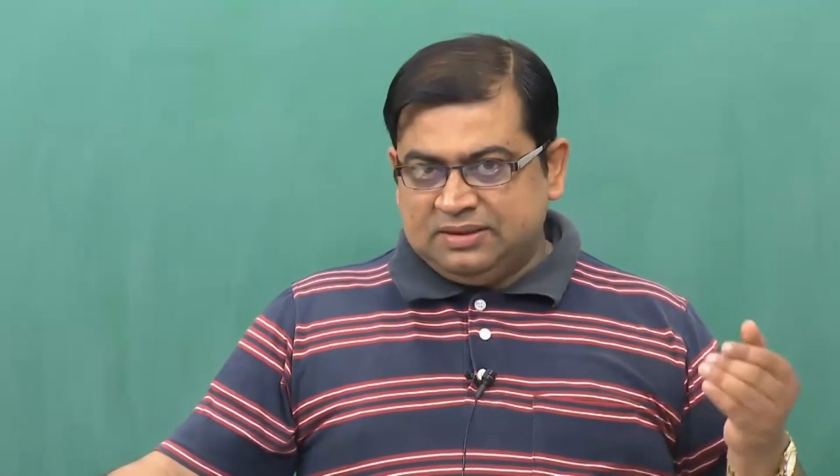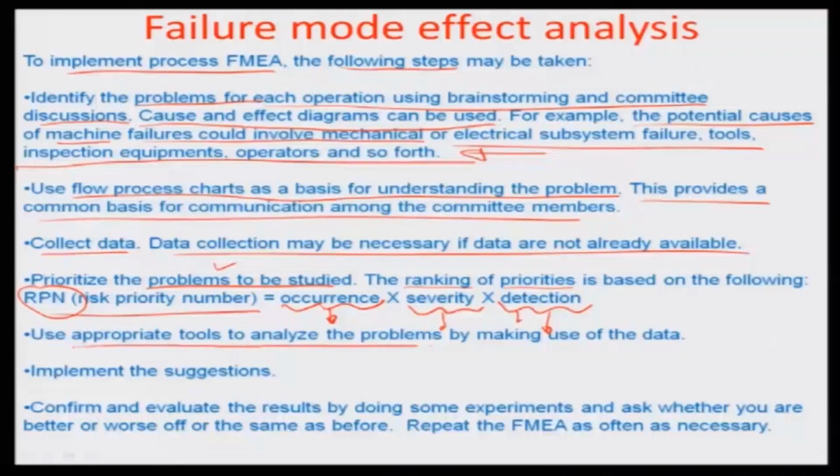Okay, and then there may be some where the occurrence may not be that high and the rank may be lower, so obviously those would be in the lower category. So you use appropriate tools to analyze the problems by making use of the data that has been characterized in the various formats to map this RPN or the risk priority number, and then obviously you implement some of the suggestions given by the process engineers to reduce them, and that way you are able to actually see how the RPN is varying after the improvement.